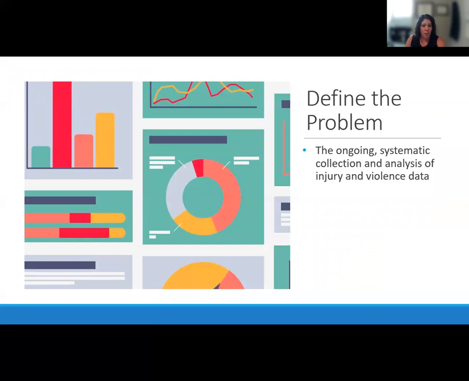So the first step in the public health approach is the ongoing systematic collection and analysis of injury and violence data. Public health professionals often refer to the data collection process as surveillance. It's important to note that the use of the word surveillance means something different to public safety officials than it might to the general public. Injury and violence prevention professionals must communicate clearly when speaking with partners and stakeholders who may use different terminology. And don't be afraid to check in with partners to make sure everyone's on the same page throughout discussions.